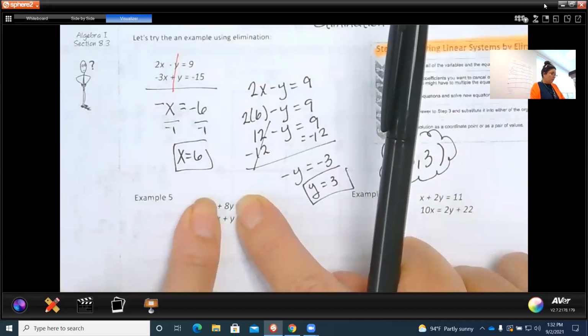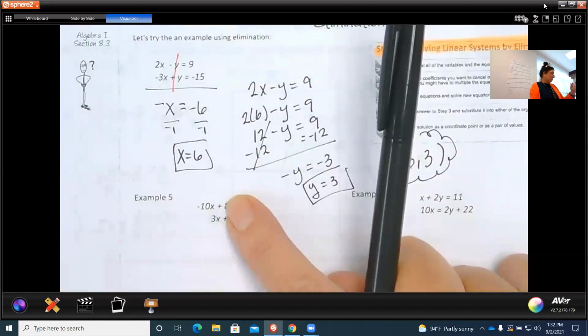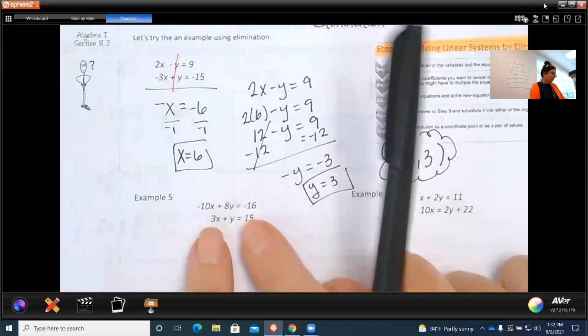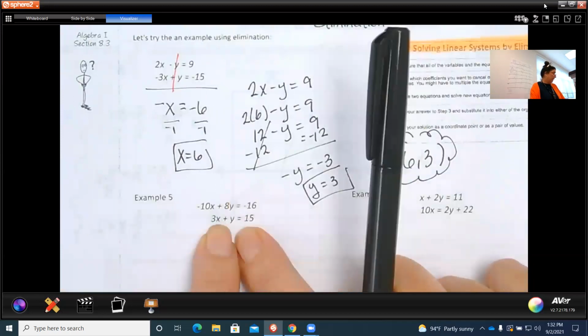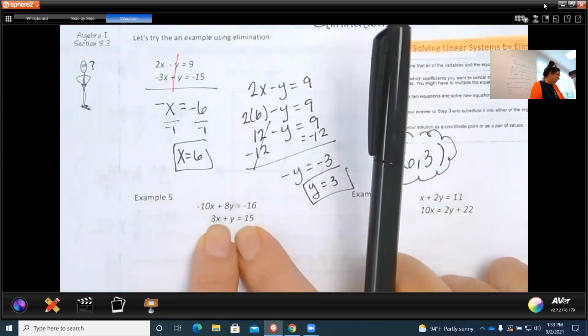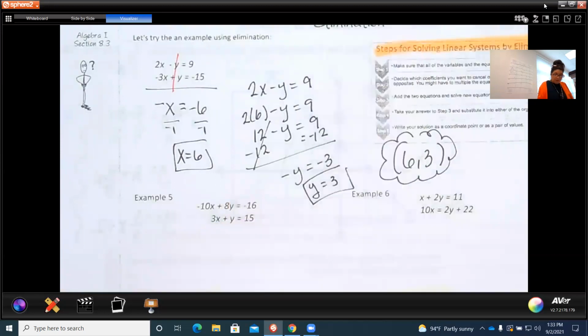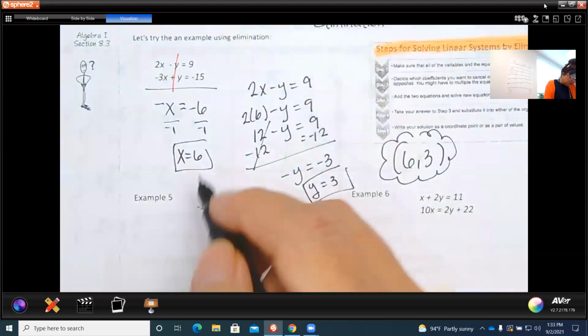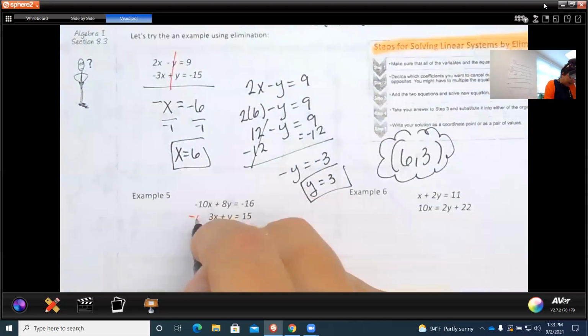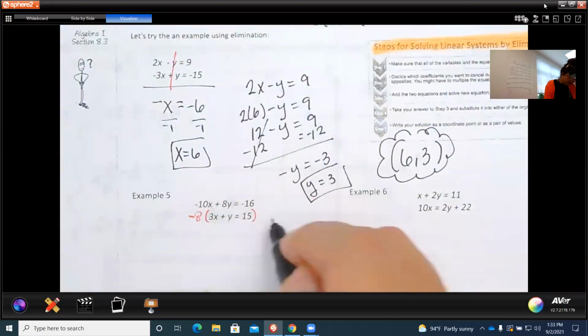So if I want to get rid of my x's, I have to multiply both equations by some number. If I want to get rid of my y's, I just have to multiply the bottom equation by some number, okay? So that'd be easiest. You can pick whichever one you want. I'm going to pick that. You know what I'm saying? So I'm going to multiply the bottom equation by negative 8, every single term in the bottom equation.